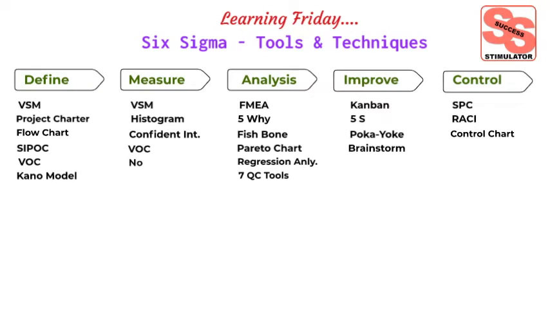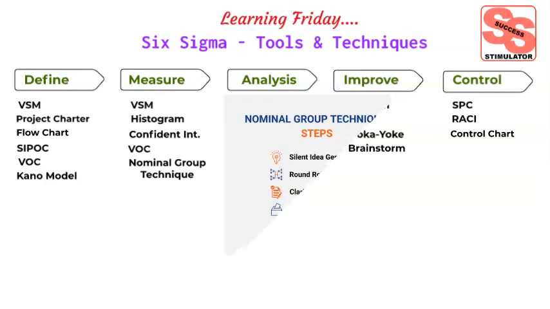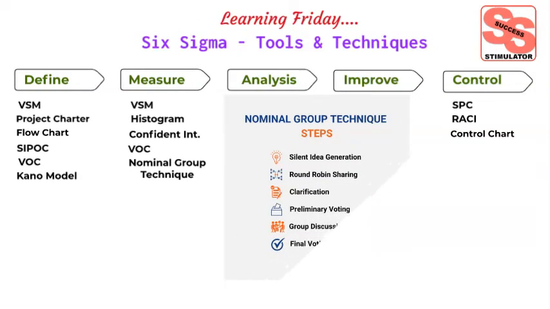Next one is nominal group technique. Nominal group technique, NGT, is a structured variation of a small group discussion to reach consensus. NGT gathers information by asking individuals to respond to questions posed by a moderator, and then asking participants to prioritize the ideas or suggestions of all group members.